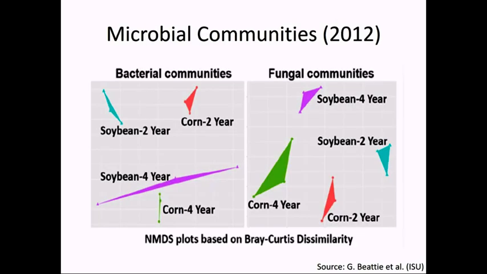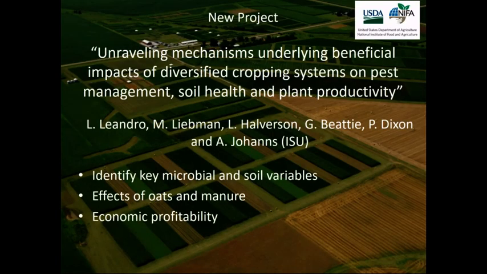And also, she did some initial work in 2002 comparing microbial communities. And I cannot really explain what these graphs mean, but what you can see is that there are differences, right? Both in the soybean and in the corn plots, the 2 and the 4-year rotations differ in their microbial communities, both bacterial and fungal.